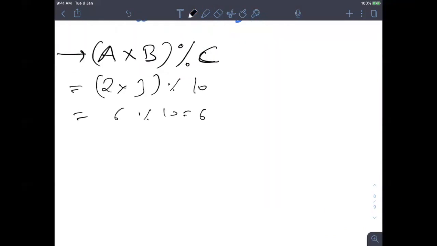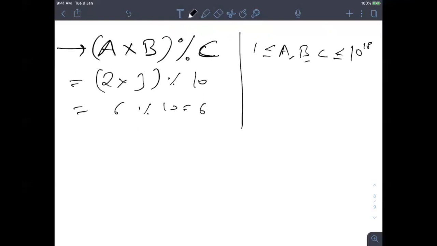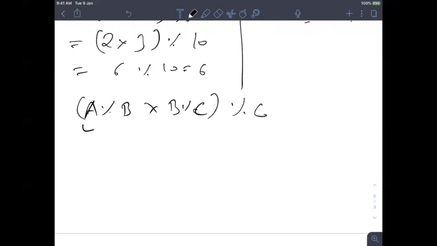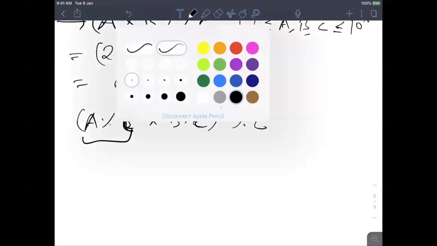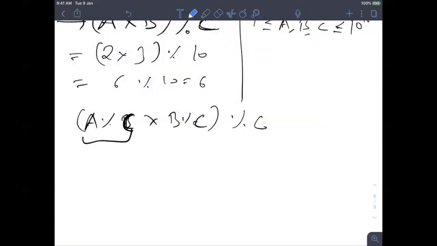The question, that's why I always ask you to look at the constraints. The constraints are A, B, C are between 1 to 10 to the power 18. Now, even if you take, let's say, mod commutative, here I will do it like this: A mod C times B mod C, all mod C. Let's say you try to solve it like this. Okay. It's a very good question.